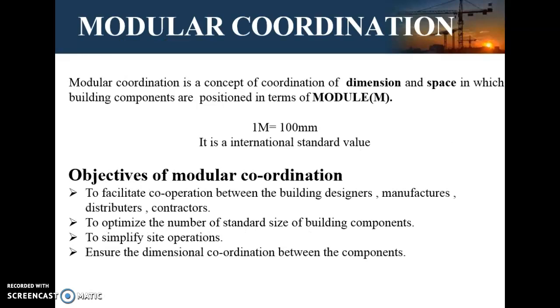Modular coordination is nothing but the coordination of dimension. It is the concept of coordination of dimension and space in which the building components are positioned. It is called a module. One module is equal to 100 mm.